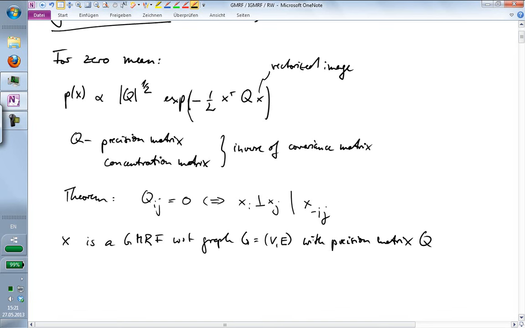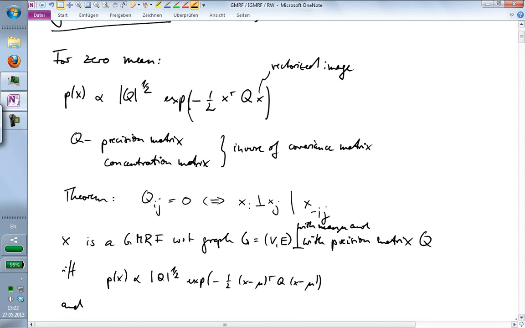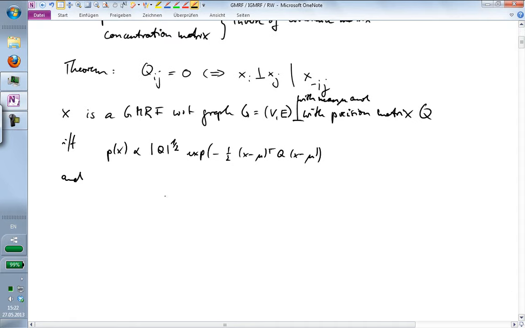Okay, let me write the expression with the mean just so you've seen it once. So here with mean mu and with precision matrix Q, if the probability is a multivariate Gaussian, and if Qij, if an element of the precision matrix being non-zero implies that we have an edge between i and j in our set of edges that constitute our graph.